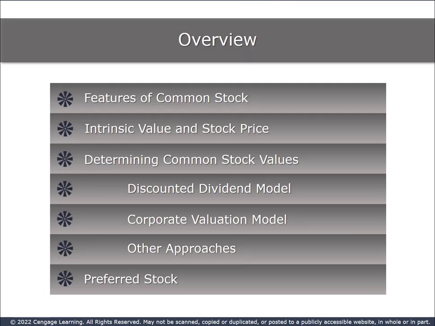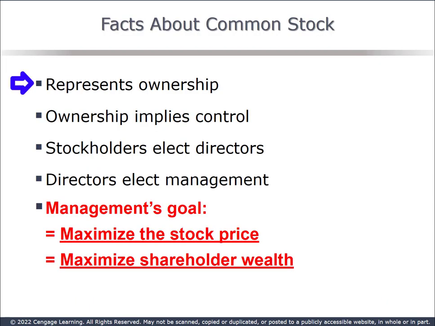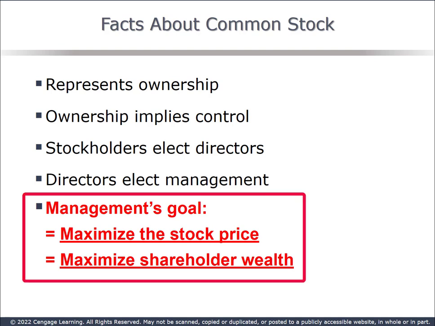In this lesson, we'll cover the features and valuation of stock, common and preferred. Common stock represents ownership, is an equity position. In finance, we assume shareholders are active owners. Stockholders elect the board of directors who hire top management, who in turn hire down the ladder. So management is acting as agents for the owners, and as such, their goal should be to maximize shareholder wealth, meaning maximize the stock price.